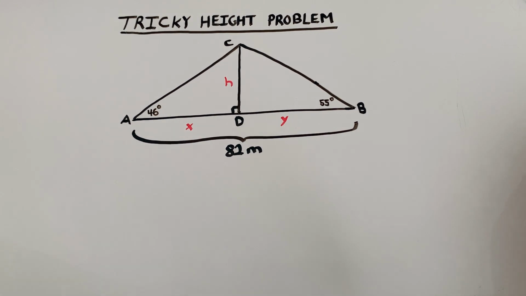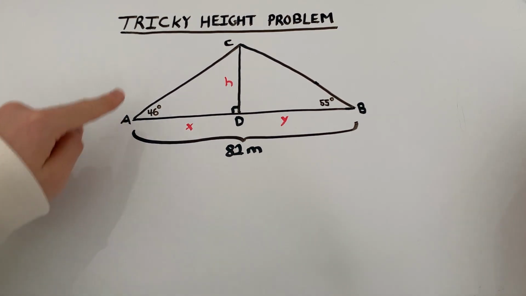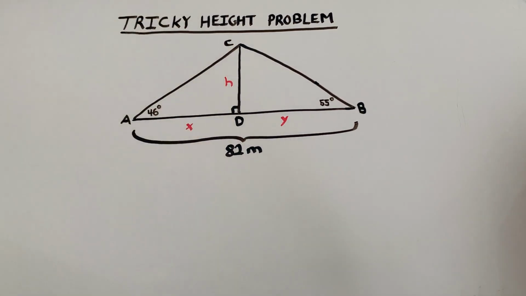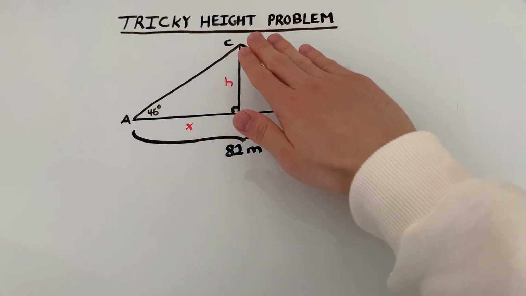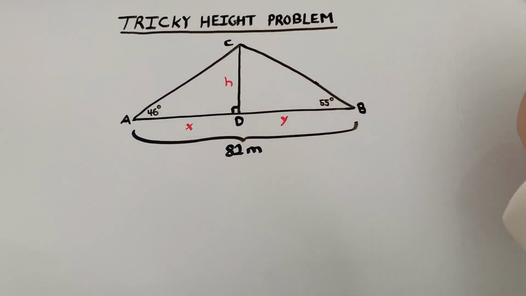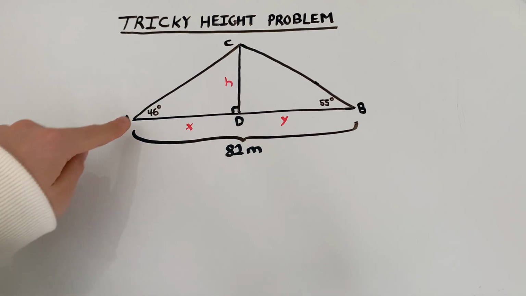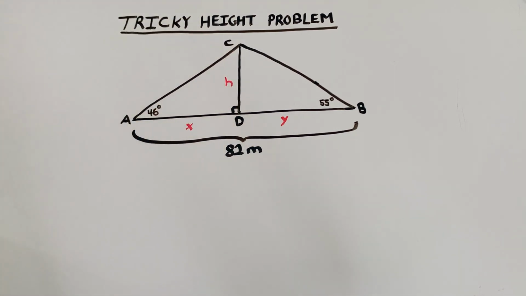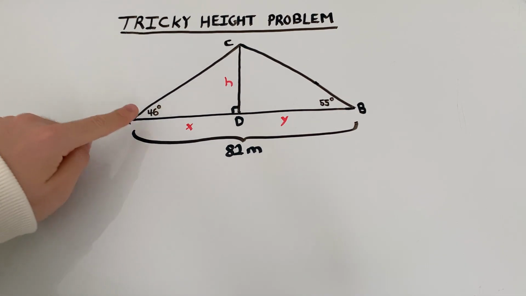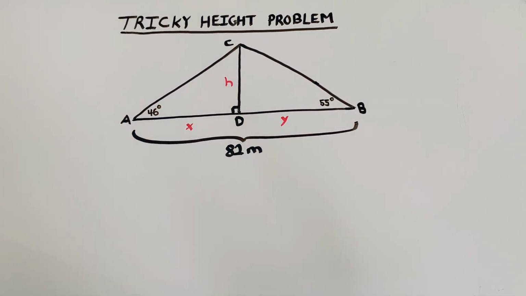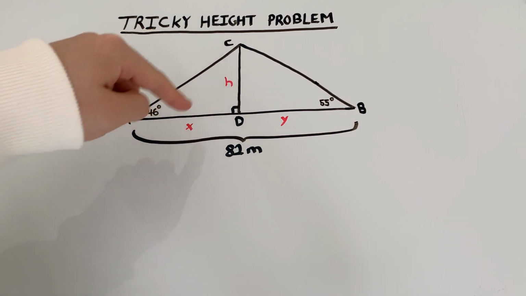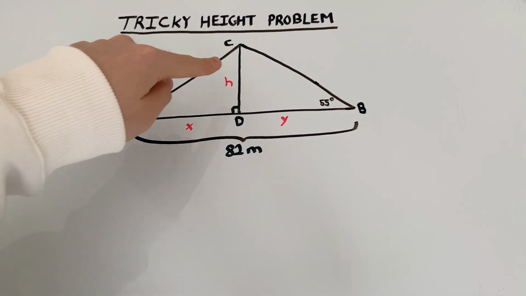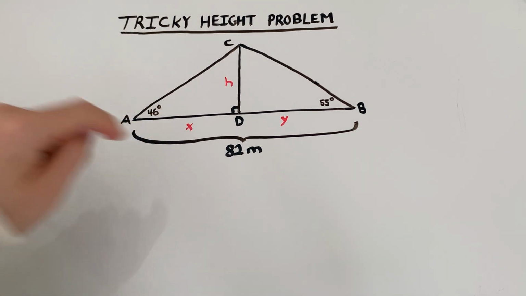Now I want you to take a look at triangle ACD. So I want you to ignore completely the right side. Okay? So just this triangle right over here. We have this angle is 46 degrees and we have two sides. We have an opposite side and the adjacent side.